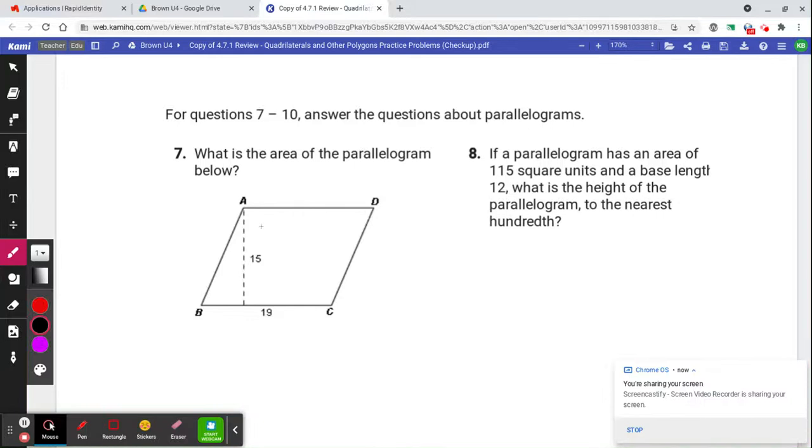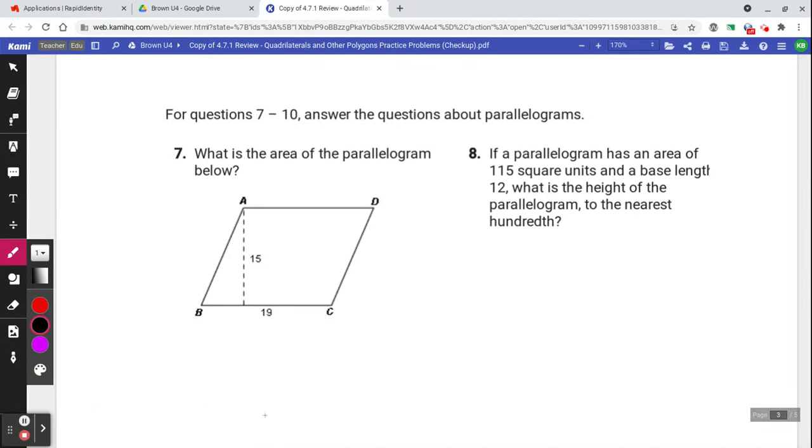Okay, so we're going to continue working on our review for the Unit 4 test. This is the 4.7 review worksheet. And we did a few the other day. We're going to continue and start with number 7. Like before, I'm going to mostly set problems up and have you do the calculating. So let's see how this works.